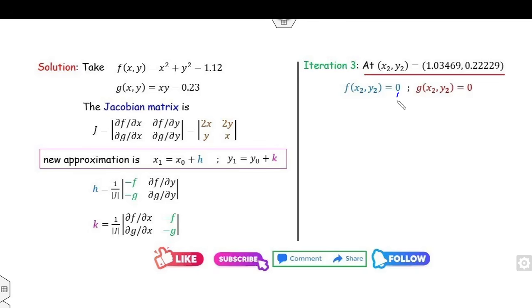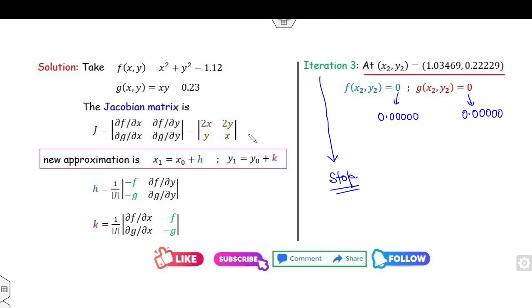Now you have to write this value up to the 5 decimal places. This is my 0, this is my 0. Now since f and g both are 0, that means at this equation your step will be stopped and you will get the right answer.